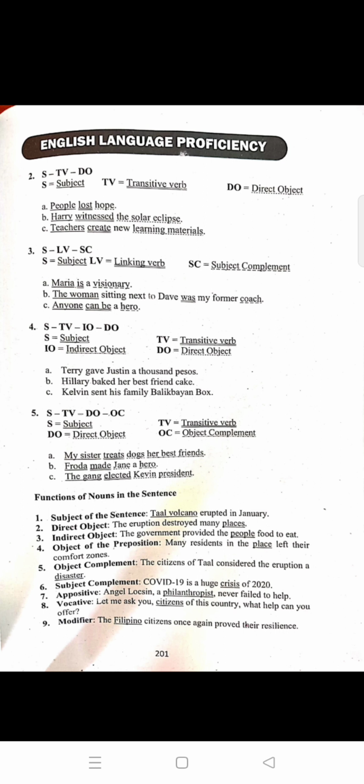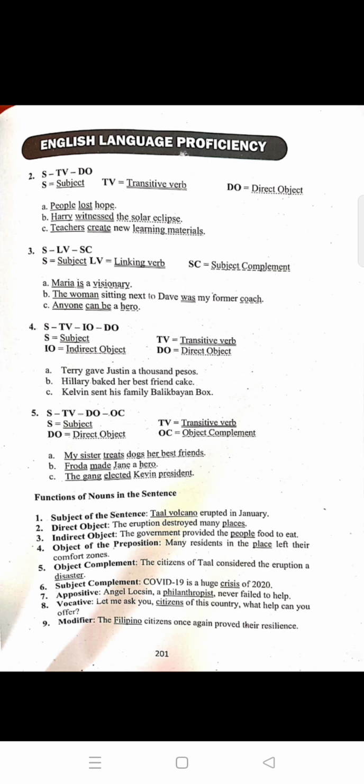Taal volcano erupted in January. Taal volcano is the subject, and it is also the noun. Direct object: the eruption destroyed many places. So your noun is places, and it is functioning as a direct object because it answers the question what. What was destroyed by the eruption? It's the places.